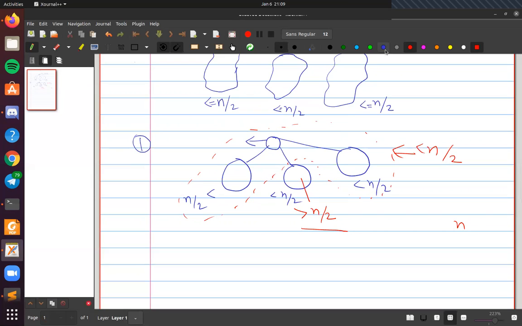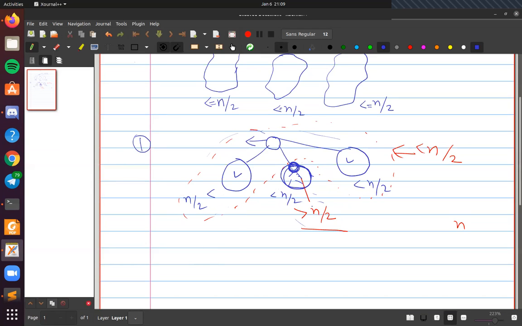Let's suppose it is connected by this node and then this. Our centroid will lie in this subtree. It can't be present here, because all the sizes there are less than n by 2, since this subtree's size is greater than n by 2 and the total number of nodes is n. So we move to this node and then search again.